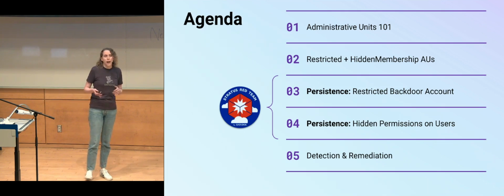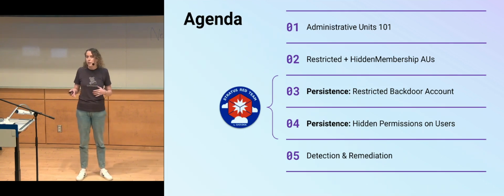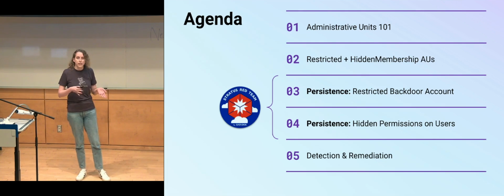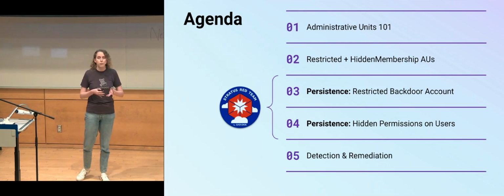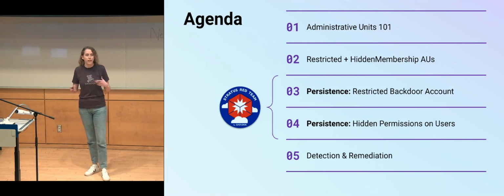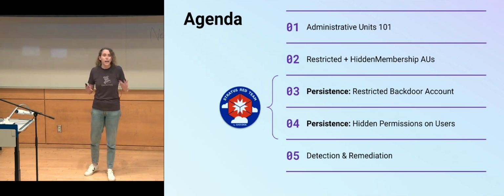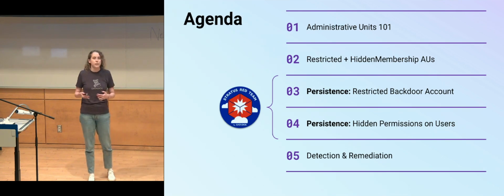We'll walk through how to pull those off in Stratus Red Team. So if you have a test environment you want to play with, you can run these when you get home, figure out what kind of detections would look like for this. And we'll finish talking about detection and remediation of any potential abuse of administrative units.